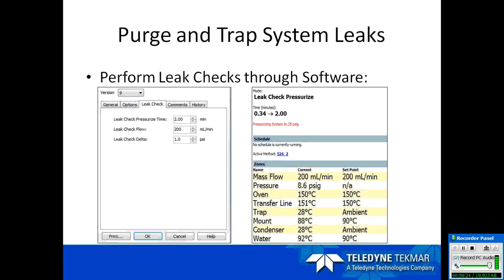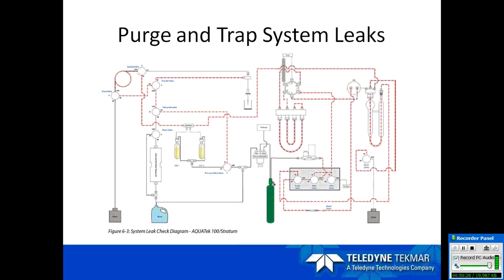Basically, right here is a leak check diagram of the Stratum and the Aquatek 100. It shows you everything that has to be pressurized. Once the system reaches that 25 psi, the mass flow will cut off, and the system will try to hold at 25 psi, and we'll measure the difference. This is where we get our leak check.